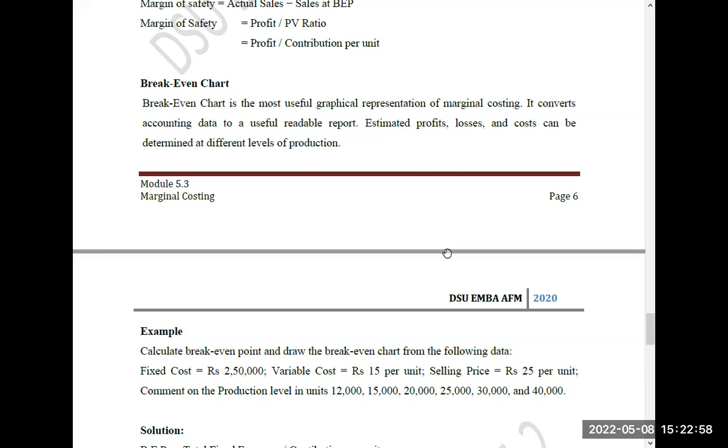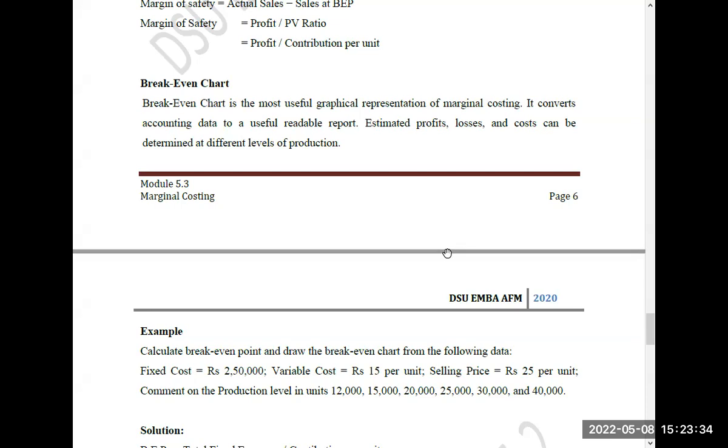Next line, break-even point in rupees is equal to 2,50,000 divided by 0.4. 40% means what? 40 by 100, that's equal to 0.4. So 2.5 lakhs divided by 0.4 is equal to 6 lakhs, 25,000 rupees.